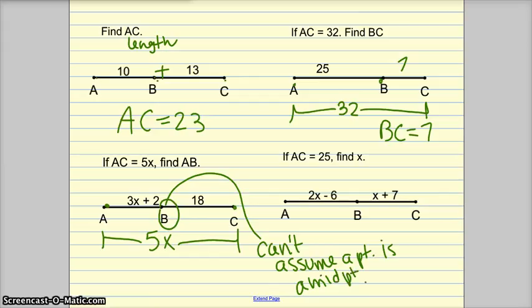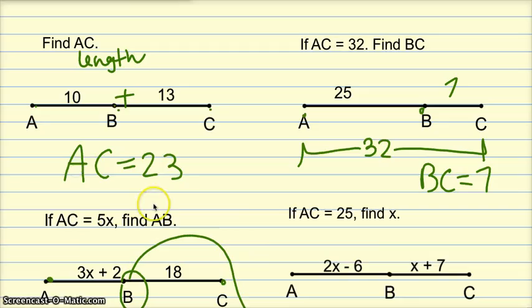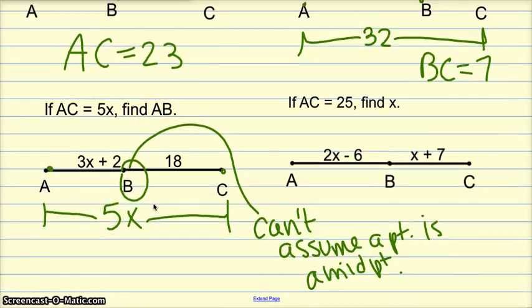If the intention of this problem was for B to be in the middle, then I'd have to mark it with those little hash marks, or I'd have to say, hey, B's in the middle. If you notice, there's no speak of that here. Doesn't say midpoint anywhere. There's no tick marks. So we just have to go with what we've got. They gave us part of the line segment. They gave us the other part of the line segment. And then they gave us the entire whole length of the segment.